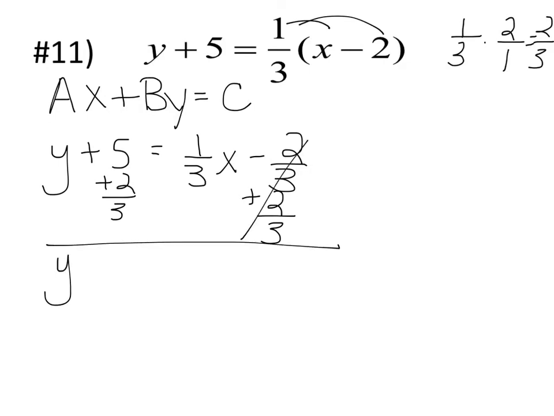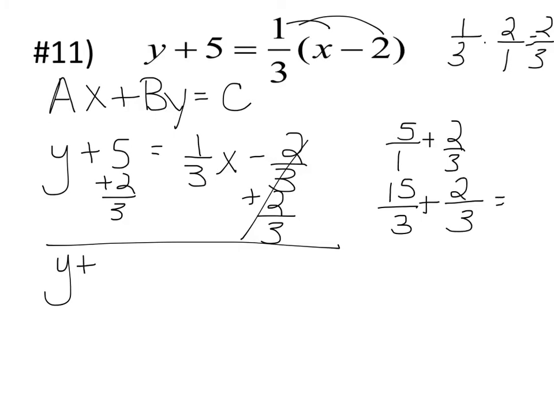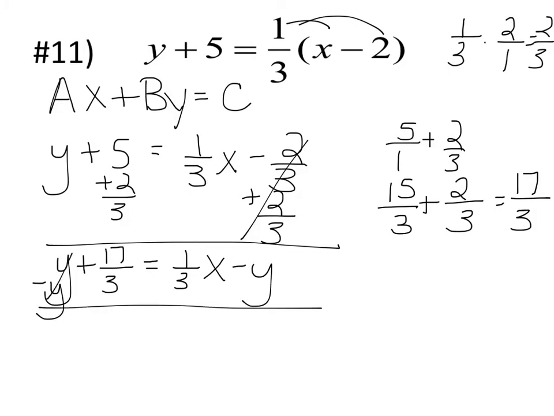And that leaves me with y plus, we have 5 over 1 plus 2/3. So you need a common denominator. 1 goes into 3 three times. 3 times 5 is 15. And this fraction actually doesn't change. You add your numerators, keep your common denominator. So it's 17 over 3 equals 1/3 x. Now I'm going to move the y over, so my x and y are on the same side, and only the constant is on the other. So I have 17/3 equals 1/3 x minus y.